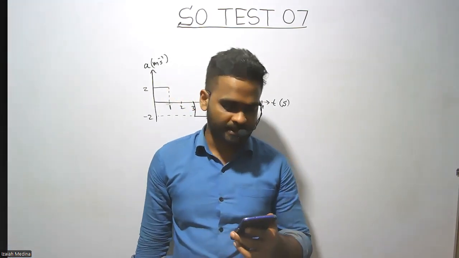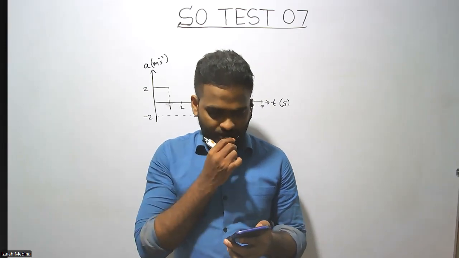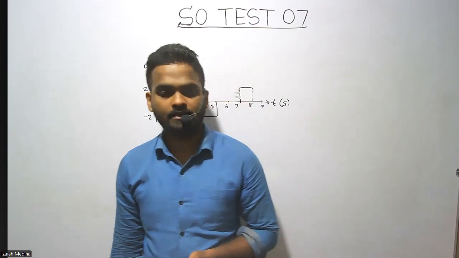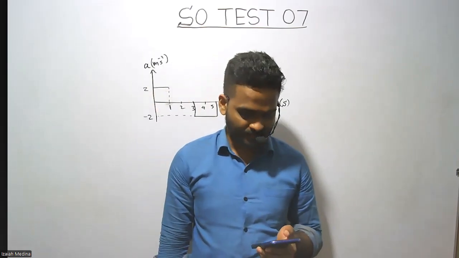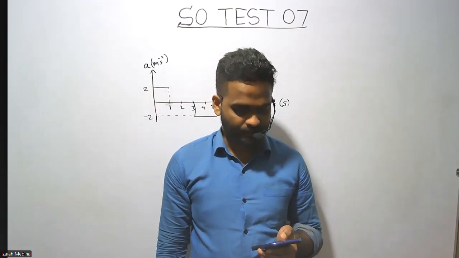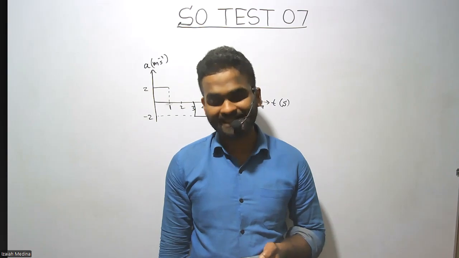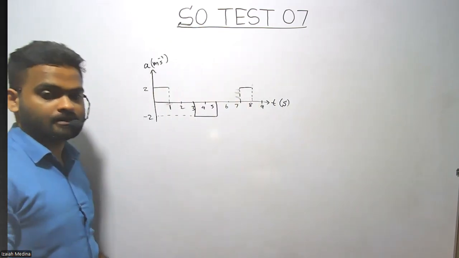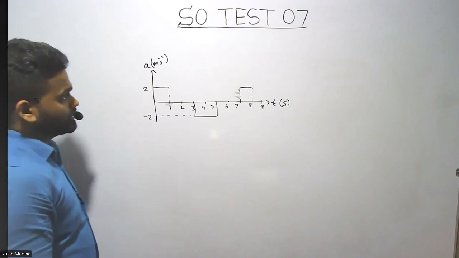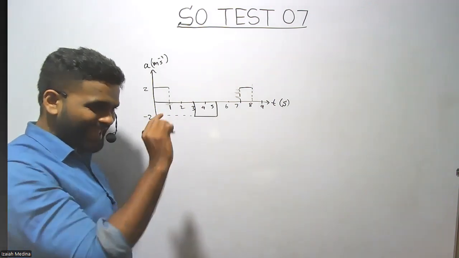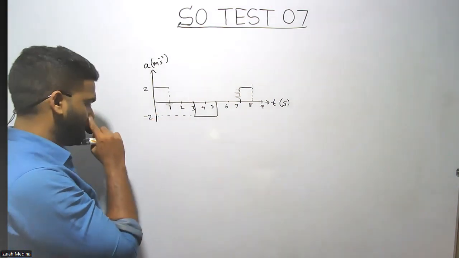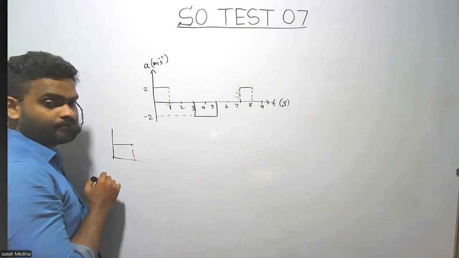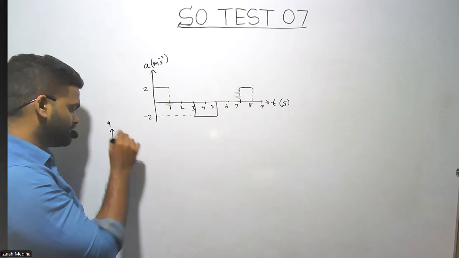Right, 10th question. The image shows the variation of acceleration with time of a particle. If the particle starts moving from rest, the maximum velocity gained by that particle is, right? So for an AT graph, what does the area of an acceleration time graph give us?